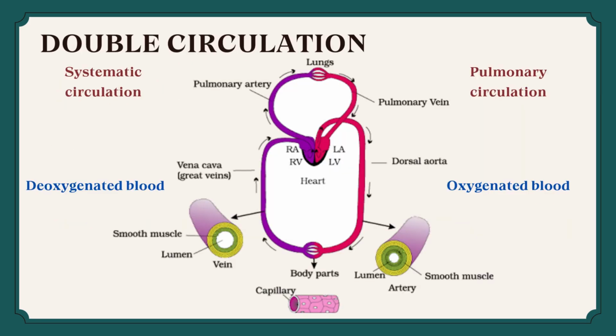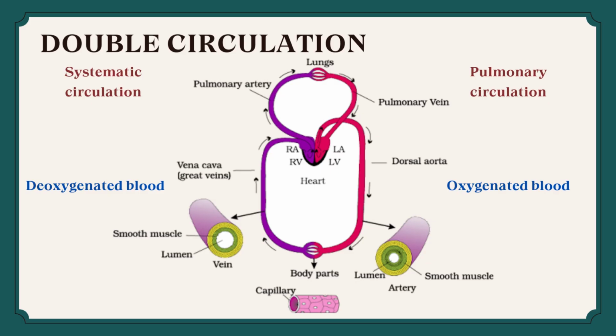Let's see the process of double circulation. In double circulation, as shown in the figure, both the inferior and superior vena cava carry the deoxygenated blood to the right atrium from the body parts. When the tricuspid valve opens, the deoxygenated blood passes into the right ventricle. Then the pulmonary artery carries the deoxygenated blood to the lungs, where it is converted into oxygenated blood and carried by the pulmonary vein to the left atrium.